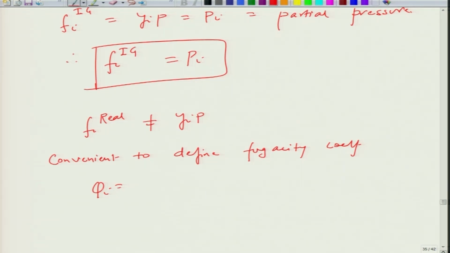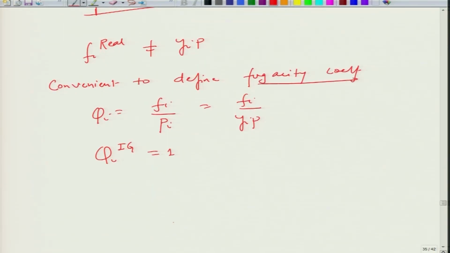So, what we can use is the ratio of Fi and Pi. So, we can say Fi by Pi, or Fi by Yi P. This ratio will be called the fugacity coefficient. So, naturally, for the case of an ideal gas, this is 1, but otherwise it is not, and this will happen only when the pressure approaches 0. So, basically, all the phi in general will approach 1 as P approaches 0, okay, right.